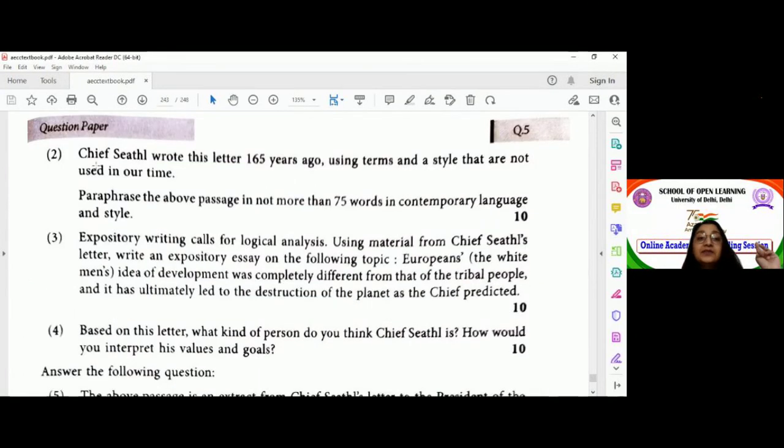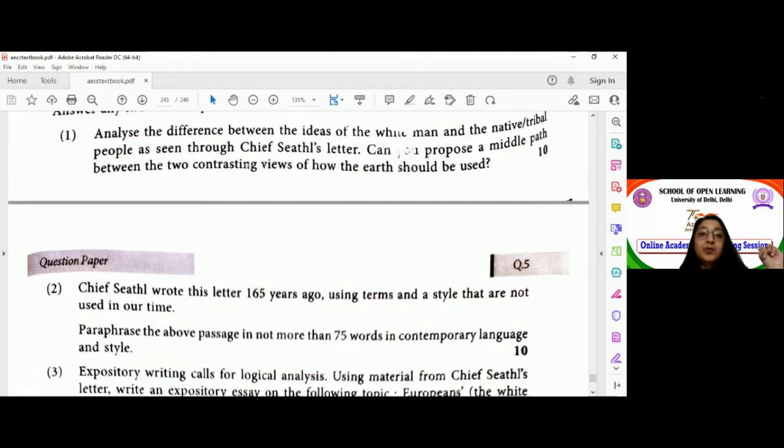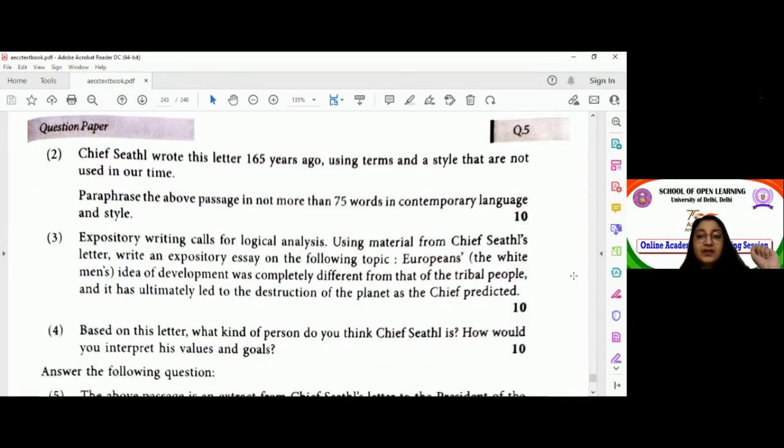Yeah, so again, paraphrase the above passage in not more than 75 words. Pick out the important points, pick out the supporting points, try to eliminate any kind of examples, rewrite the words, rewrite the sentences. Try to form your own sentences with the ideas that have been asked, in 75 words.